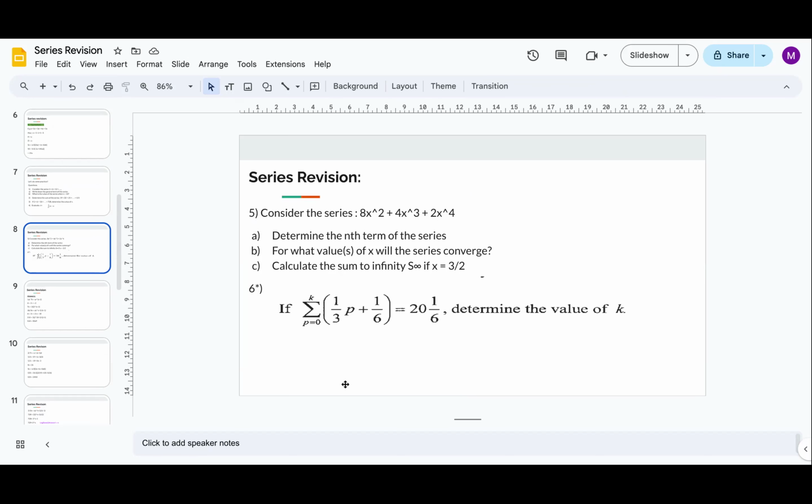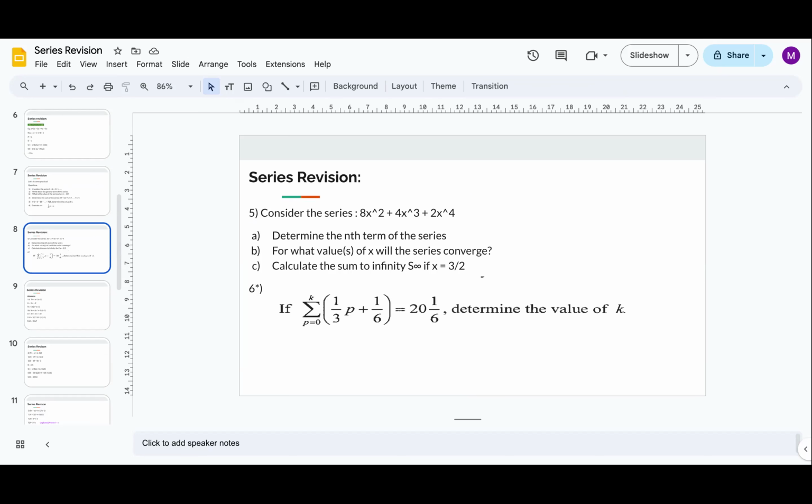Now, question 5 asks us to consider the following series: 8x squared plus 4x cubed plus 2x to the power of 4. A asks us to determine the nth term of the series. B asks us for what values of x will the series converge. And C asks us to calculate the sum to infinity if x is given as 3 over 2.